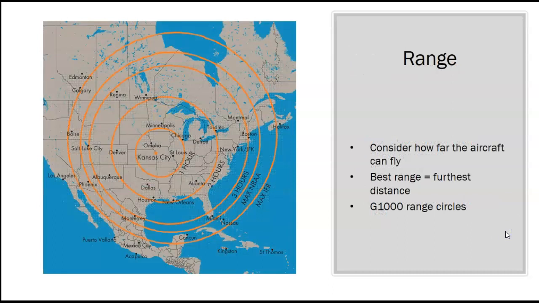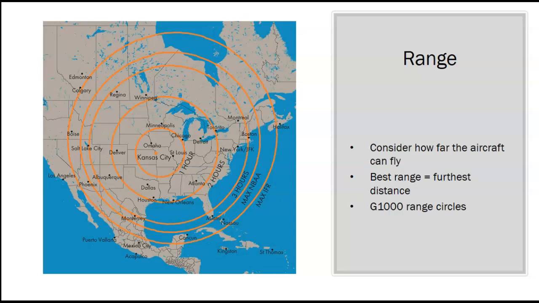Range is something that you want to determine as well. Range is how far the aircraft can fly, based on the fuel and the fuel burn. It's the furthest distance. The best range is the furthest distance that the aircraft can fly, given those factors.